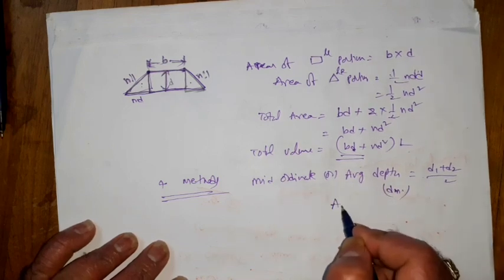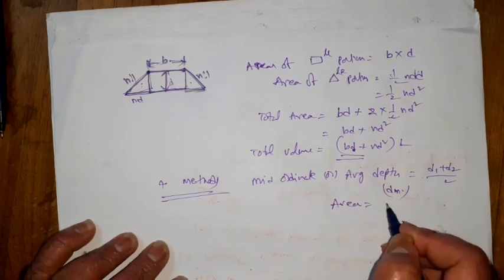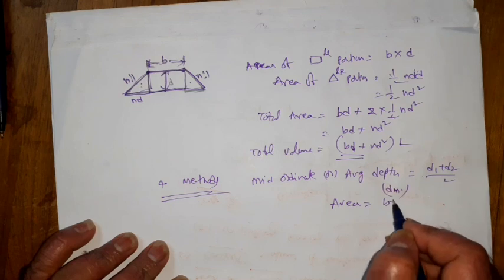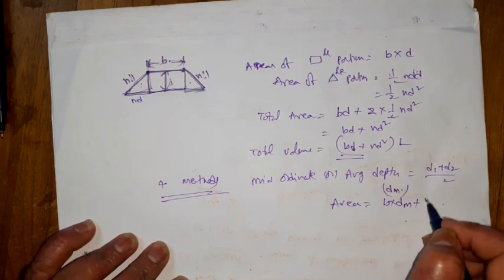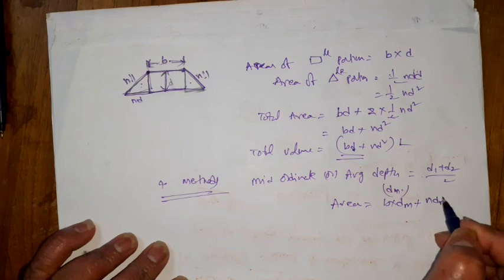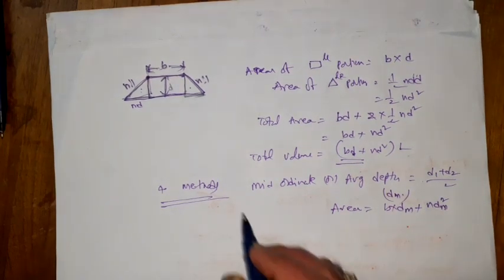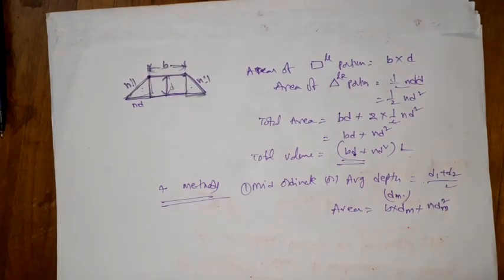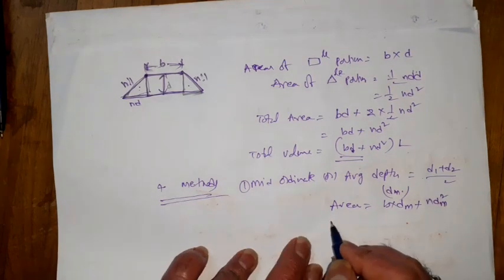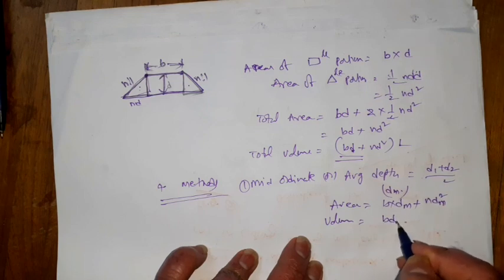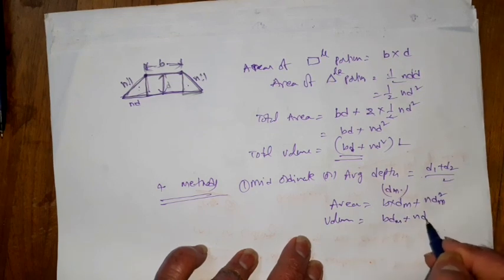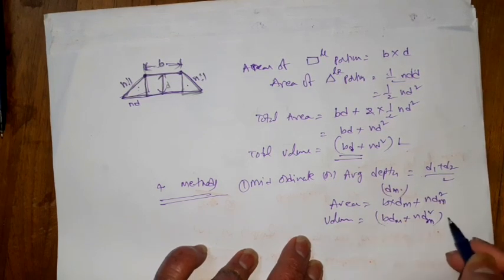So area equals B into D_m plus n D_m square. This is the mid-ordinate rule. And then volume equals (B D_m plus n D_m square) into L.